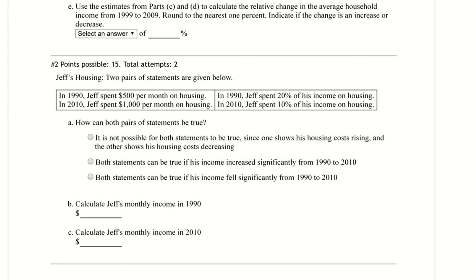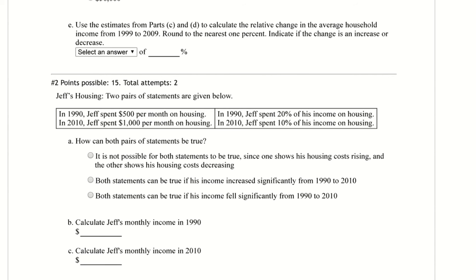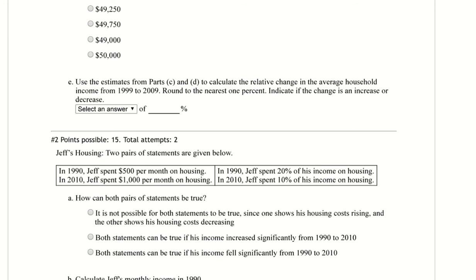This is use the estimation to calculate the relative change. So then you would take those two numbers that you got, subtract them, and divide by the 1999 value. And then multiply by 100 because it's asking for a percent.